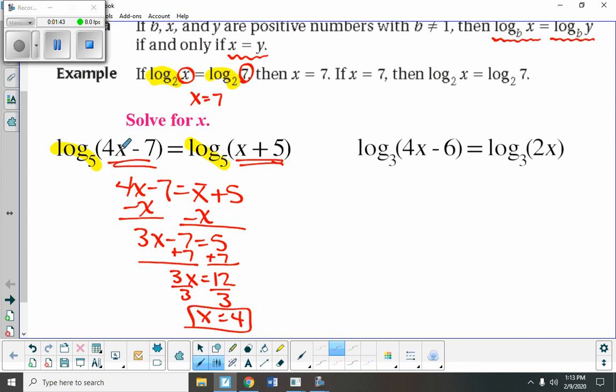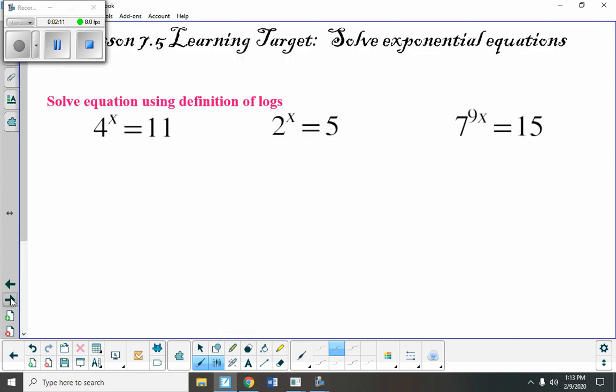So let's look at that. 4 times 4 is 16. 16 minus 7 would make 9. If we substitute 4 in here, we have 4 plus 5 is 9. So yes, we have log base 5 of 9 equals log base 5 of 9. True statement. So in this next problem, you have log base 3, which means that the 4x minus 6 has to equal the 2x. And then you just solve that equation for x using your regular skills for solving algebraic equations. Now, in this next problem, we have an exponential equation here, 4 to the x equals 11, and we have to solve for x.